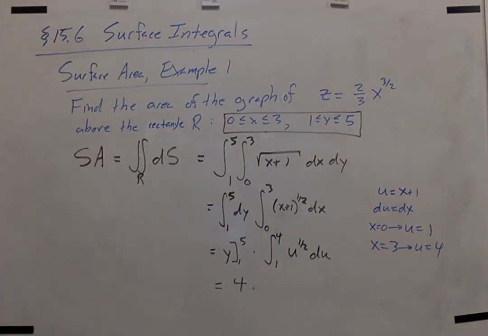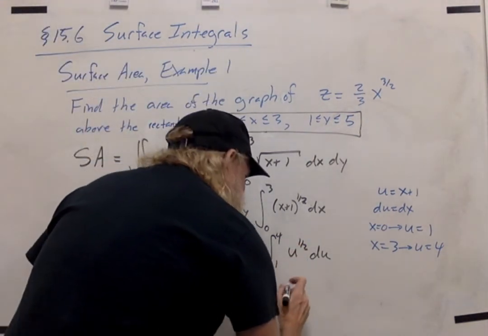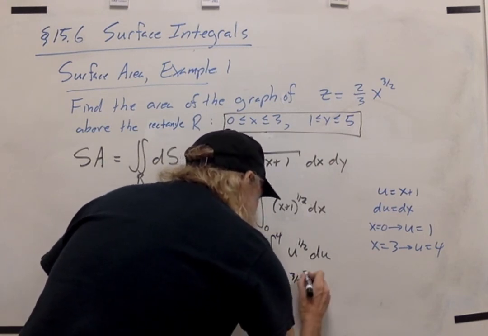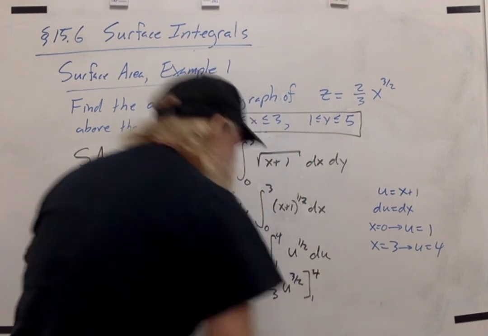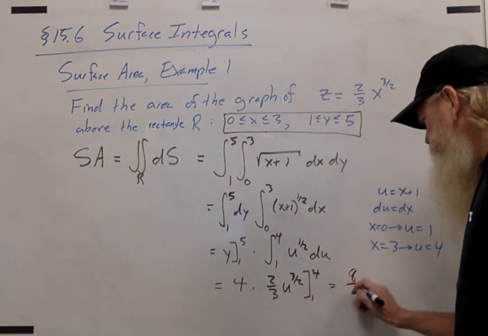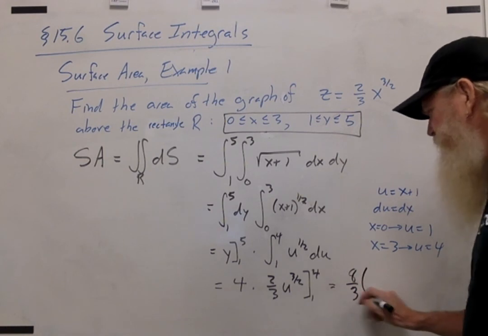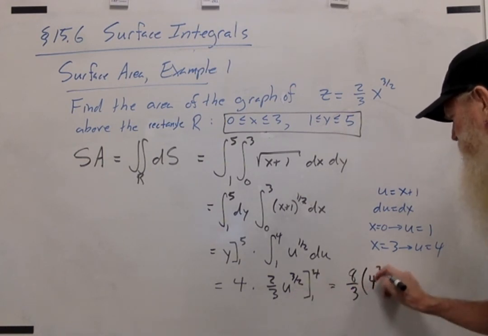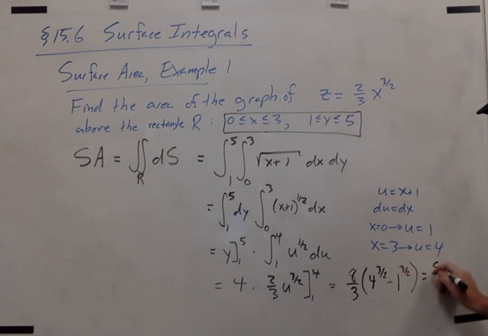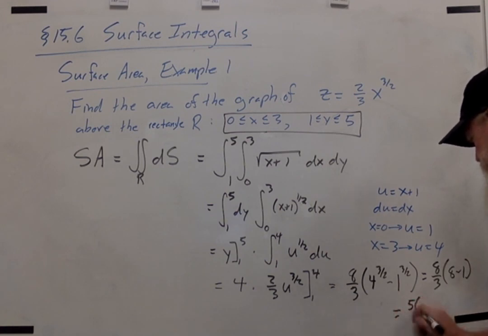So I'm integrating u to the half from 1 to 4. The antiderivative of u to the half is u to the 3/2 times 2/3. This will go from u equals 1 to u equals 4. Multiplying, I get 8/3 times 4 to the 3/2 power minus 1 to the 3/2 power, which is 8/3 times 8 minus 1, and 7 times 8 is 56. So I get 56 over 3 as my surface area.